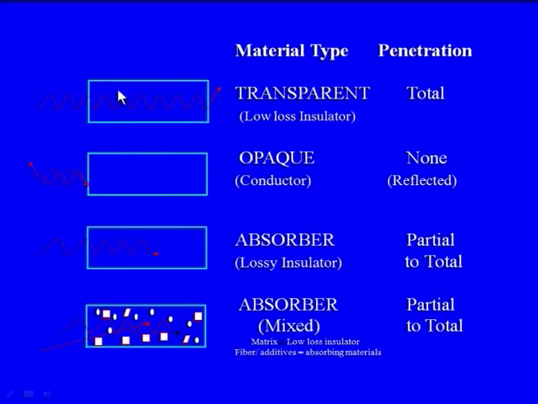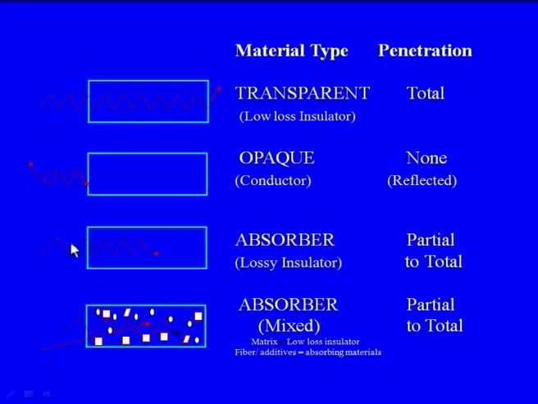So, this is the schematic of how electromagnetic radiations like microwaves interact with different materials. In case of transparent materials, as I have already talked about, which are low loss insulators, the energy will simply pass through. In case of opaque material, which are conductors, they will simply reflect back the microwave radiations.